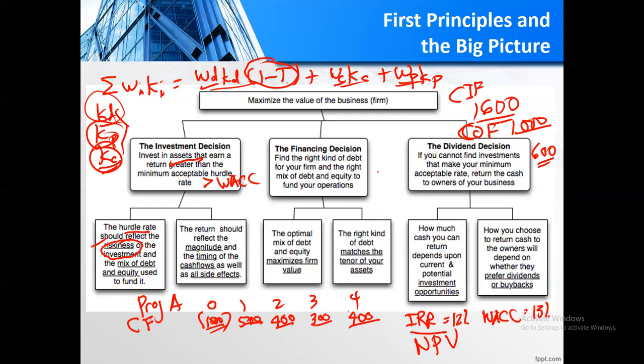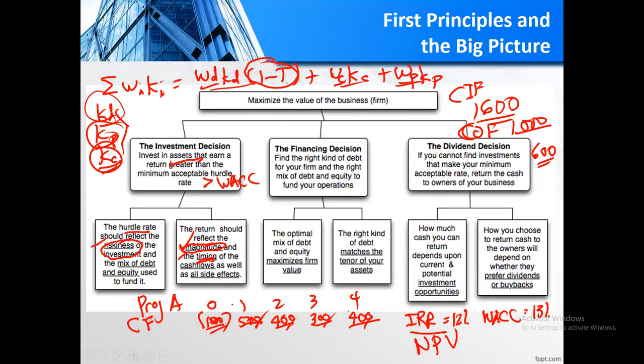However, guys, take note of this principle. The return should reflect the magnitude. So we're okay with the magnitude. As far as the magnitude is concerned, 1,600 is better than 1,000. However, it also tells us the timing of the cash flows. That's a very important principle, guys. What does it tell us? We cannot add 500, 400, 300, and 400. We cannot say that this is 1,600 compared to 1,000, because that will violate this principle, the timing of the cash flows.